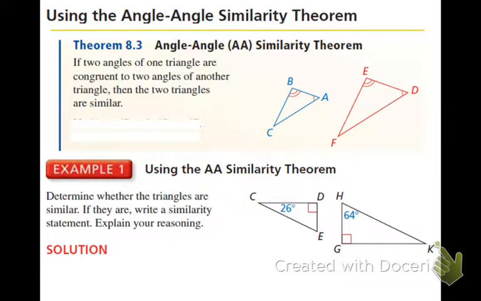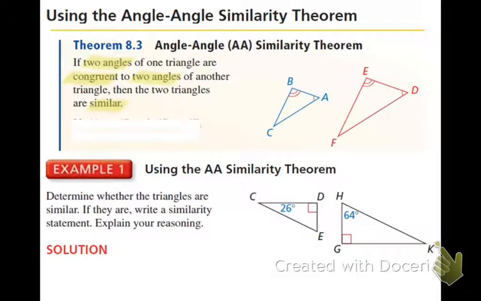This is called the angle similarity theorem. So I'm going to highlight. If two angles of one triangle are congruent to two angles of another triangle, then the two triangles are similar. So what shape does this apply to? A triangle. Does it apply to a rectangle? No, it applies to a triangle.